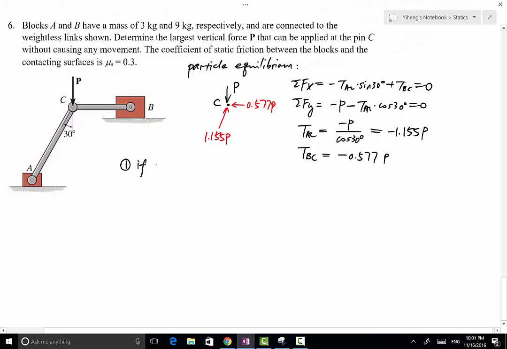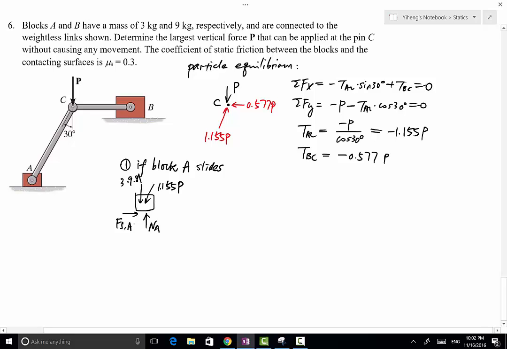First, if block A slides first, draw its free body diagram. The force is compressive, so we have a force 1.155 P from the link AC. We still have its own weight, which is m_A g, 3 times 9.81 newtons. There is a normal force, currently with unknown location. And the impending motion is to the left, therefore the frictional force is to the right.